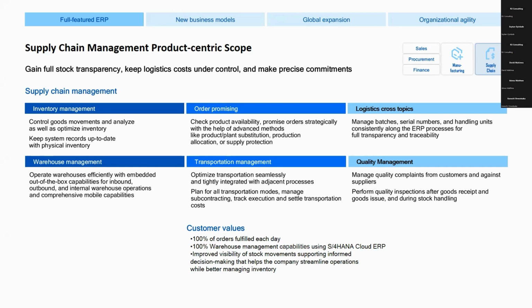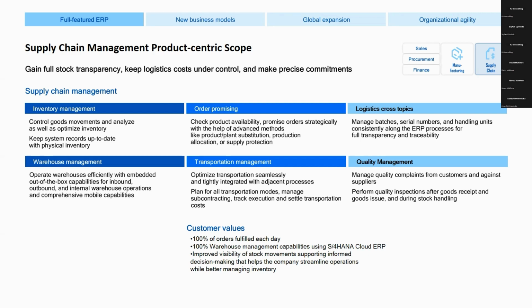Also, very important in supply chain management is warehouse management. We understand the important role warehouse operation plays when it comes to supply chain. SAP, with the full process accepted as global best practice for warehouse operation, has implemented a very wonderful solution under warehouse management, where you can operate warehouses efficiently with embedded out-of-the-box capability for inbound and outbound operations, internal warehouse operations, and comprehensive mobile capabilities.